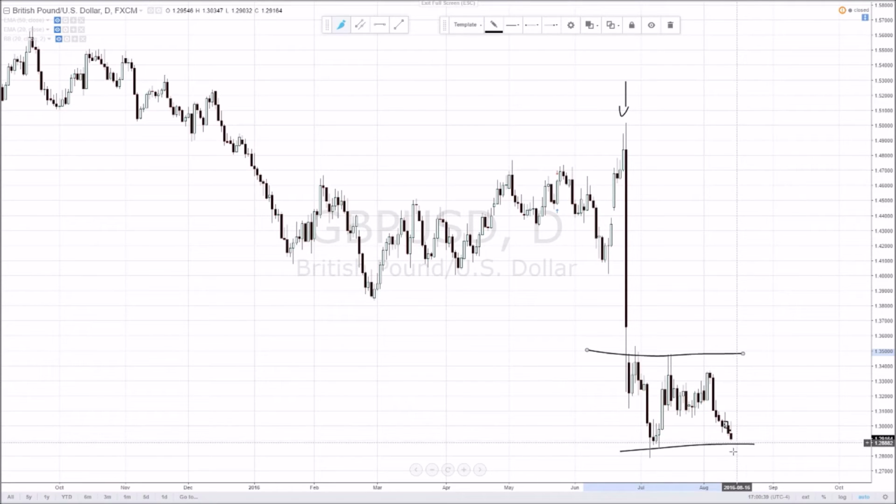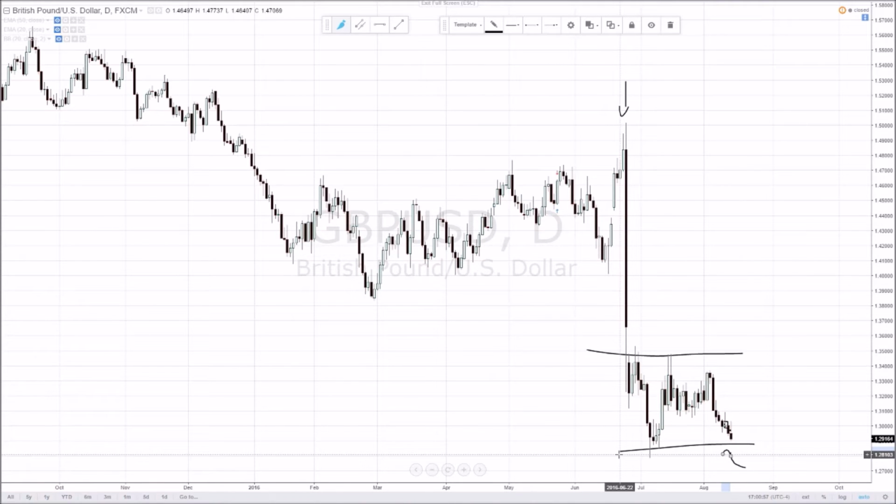Of course, I'm looking at this level right there because we're approaching it. And it turns out that this is a round number, 1.28. It shows that some buyers might be at that level. So we'll just be careful to see what happens around the 1.28 level.